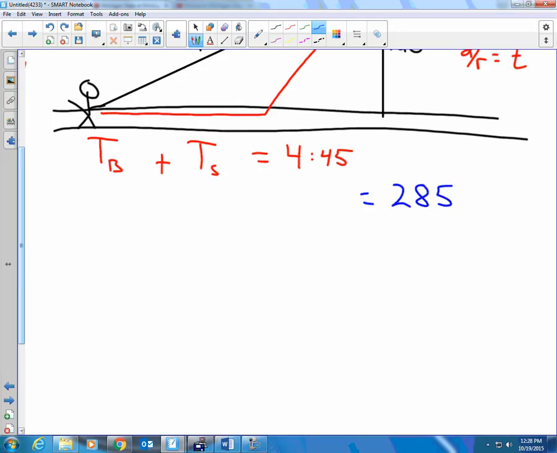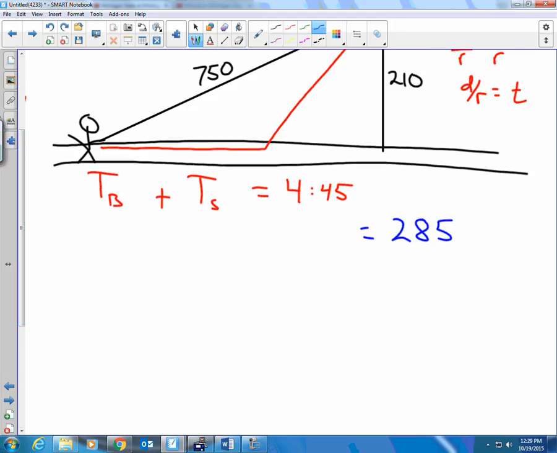Second of all, I know that the time is equal to the distance divided by the rate. We don't know the distance on the boardwalk yet, do we? But we do know the rate on the boardwalk. What is it? 4 feet per second. Plus distance on the sand divided by 2 feet per second. And that should equal 285 seconds total. Well, now the equation's taking much more shape. Now I just have two unknowns, distance on the boardwalk and distance on the sand.